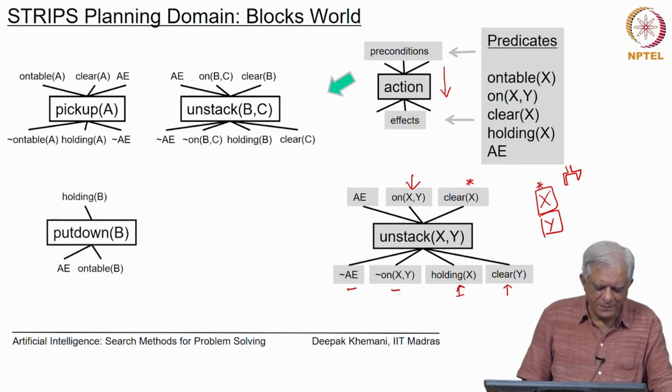The opposite of pickup is put down. If you are holding B, for example, you can put it down, and at the end of that action arm empty would be true and on table B would be true.